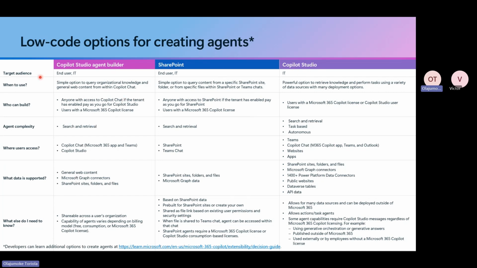And then when you look at the target audience, you have end user, then you have SharePoint agents also. This is like the interface for you to build your agents. We have end user, IT, and then we have Copilot Studio, which is for IT also. So you can see the difference. What Microsoft is trying to do is to empower everyone, whether you know how to write code or not, so you can do things yourself.